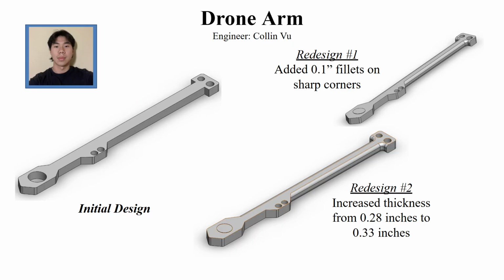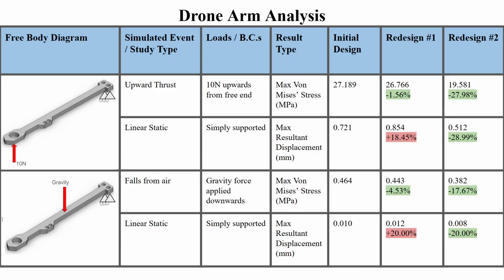For the drone arm, we evaluated 3 designs. The initial design had sharp corners, so redesign number 1 addressed this by adding filleting to the sharp corners and edges. Redesign number 2 added on by increasing the thickness of the arm entirely. These were intended to decrease the stress the component experienced.